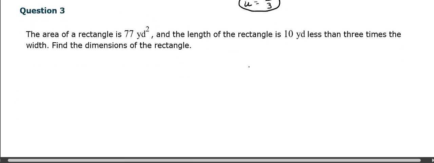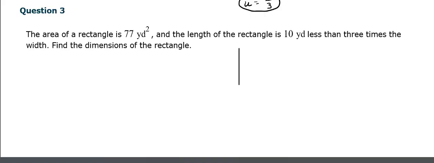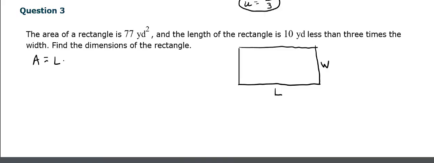Our next problem, the area of a rectangle is 77 square yards, and the length of the rectangle is 10 yards less than 3 times the width. Find the dimensions of the rectangle. So let's first start by drawing a rectangle. And we have the length and we have the width. So remember, to find the area of a rectangle, we multiply length times width.